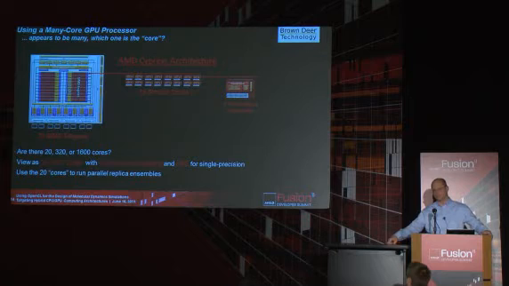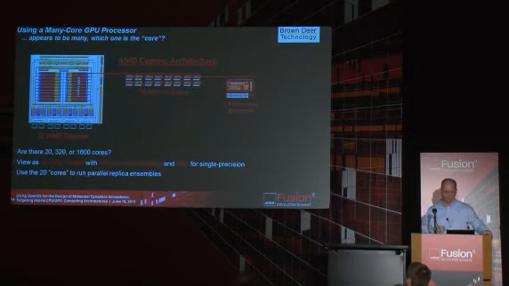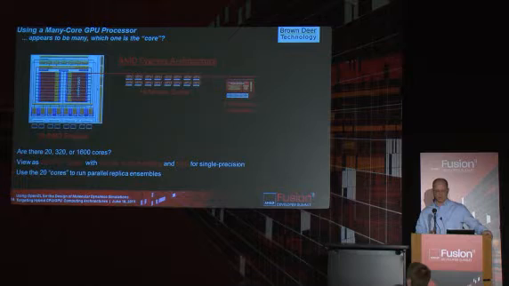For the single precision parts of the computation, you can look at it as though you have a small SSE capability. And so what we're going to do here with the GPU is what we would have done on a multi-core, and that is we're going to run replicas of the system on these 20 cores on each GPU, and then we're going to do that across cards.